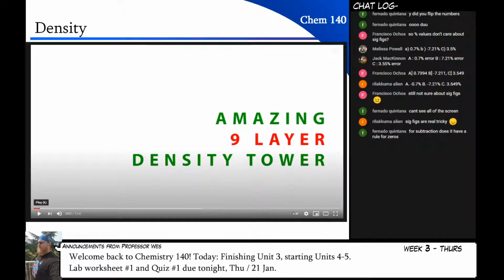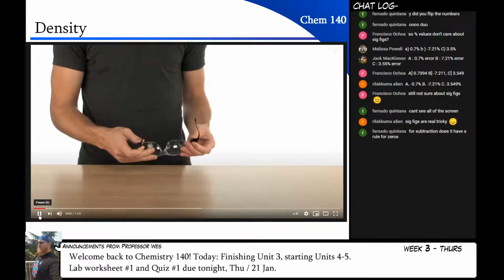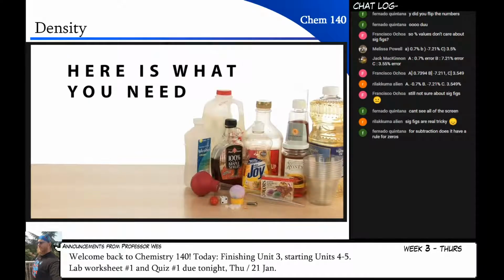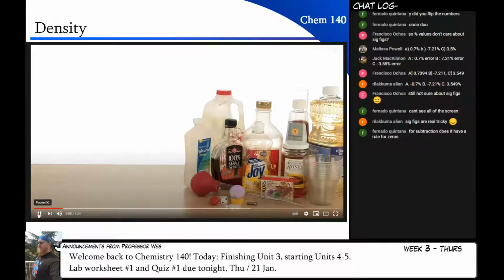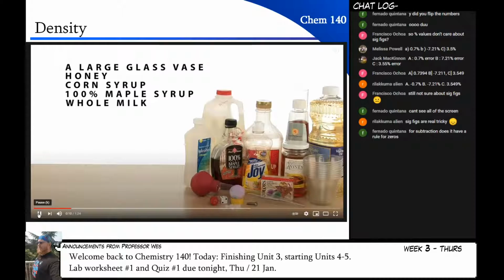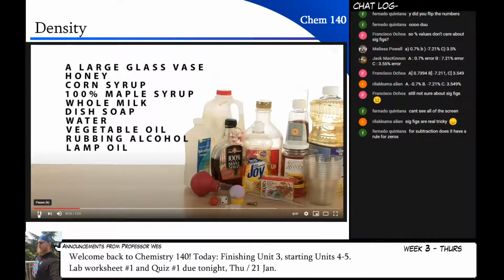Alright, so here you go. This is a density tower out of common materials. So I'm going to hit pause and just have all the materials listed on the screen here. With the exception of the glass vase, which is what everything is held in, these materials are arranged in order from the highest density to the lowest density. So honey has the highest density, lamp oil has the lowest density. And we're going to put them in the container in this order.